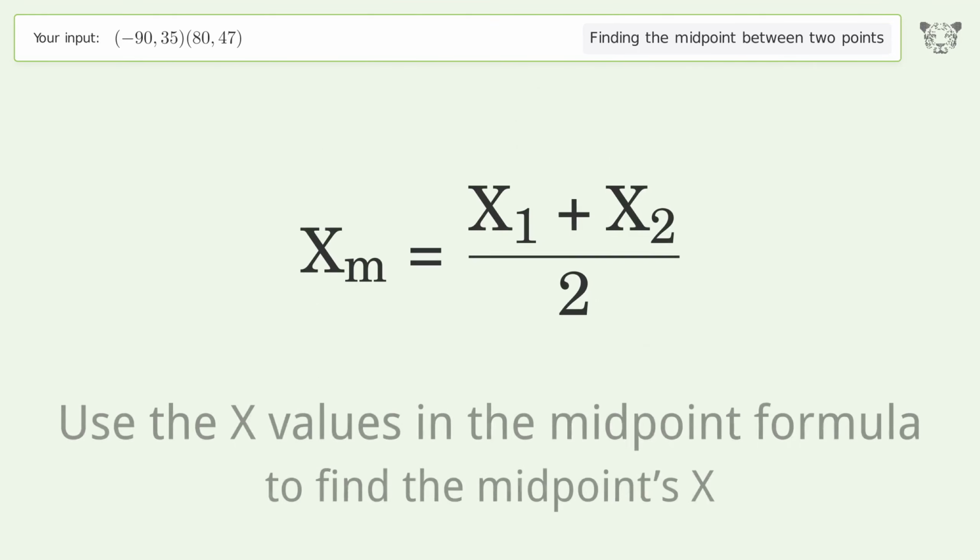Use the x values in the midpoint formula to find the midpoint's x. x1 equals -90. x2 equals 80. Simplify the arithmetic.